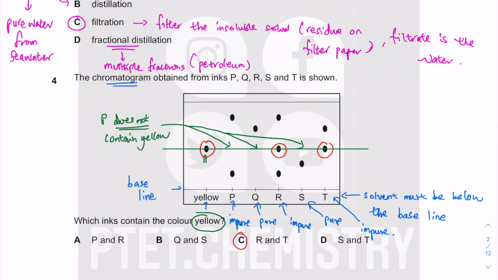Okay, so you need to know how to interpret a chromatogram. This is actually stated in the syllabus very clearly, that you need to know what it means by how far they travel up, what it means by the experimental setup, what it means by it's separated into two spots. So if pure, it's separated into one spot, so this is pure, and so on and so forth. Okay.